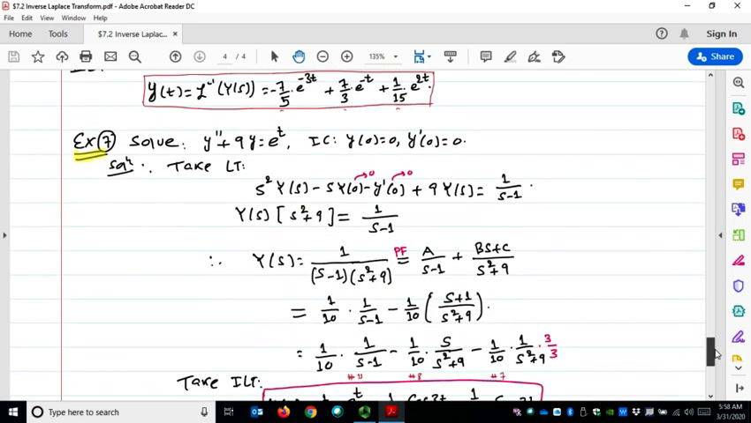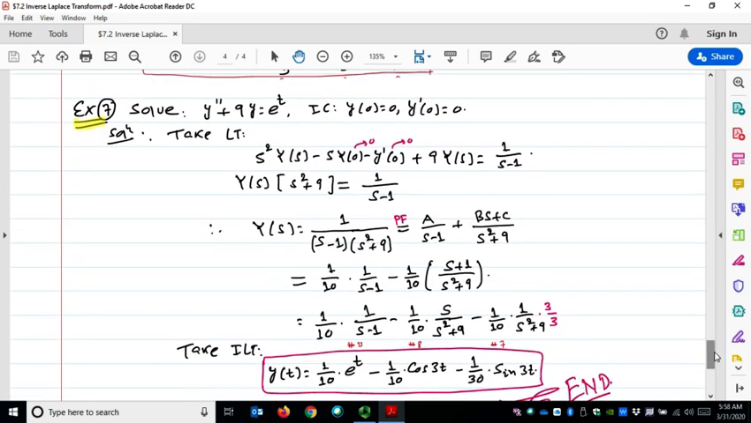Now let's move on to example 7. Oh, that's better. Solve y double prime plus 9y equals e to the t. Initial conditions: y of 0 equals 0, y prime of 0 equals 0. The solution, the idea: take the Laplace transform of both sides. So the Laplace transform of y double prime is here, then plus 9 times the Laplace transform of little y, which is capital Y of s, equals the Laplace transform of e to the t, which is 1 over s minus 1. Put in the initial conditions.